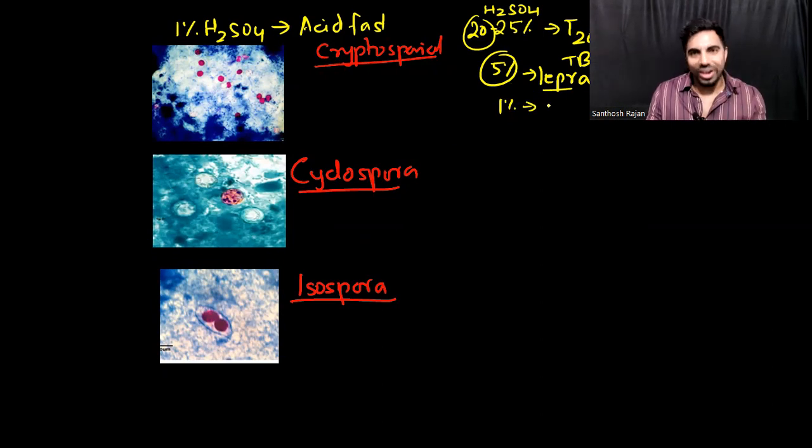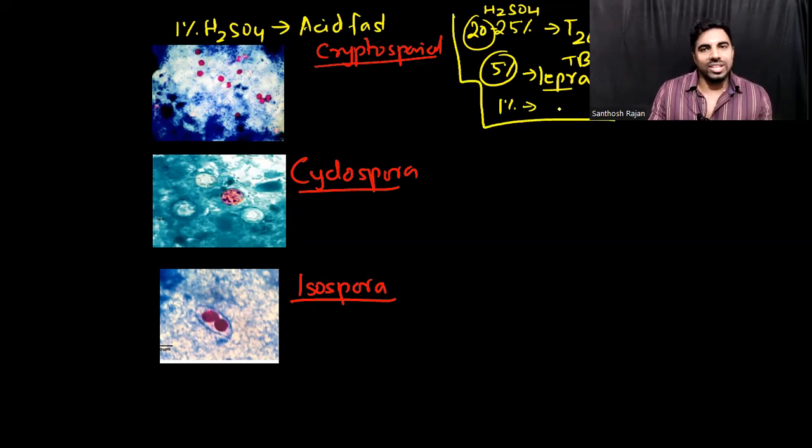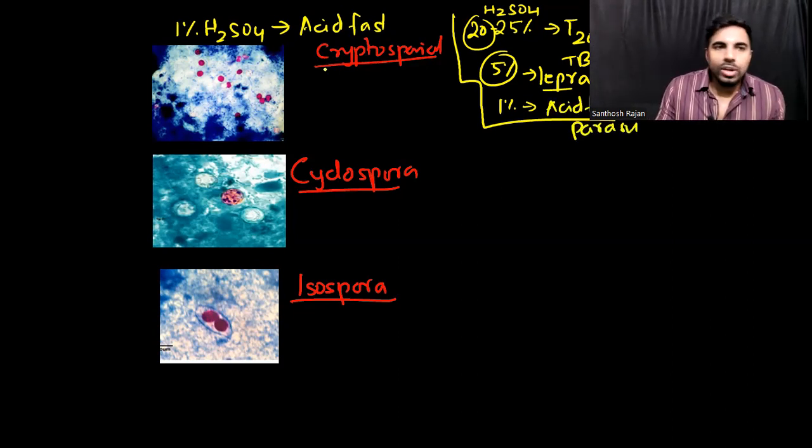You can also use 1% for Nocardia. Yes, Nocardia also. All these acid-fast parasites use 1%. And 0.5% is for sperms and other things. So this is for all the acid-fast parasites: 1%.